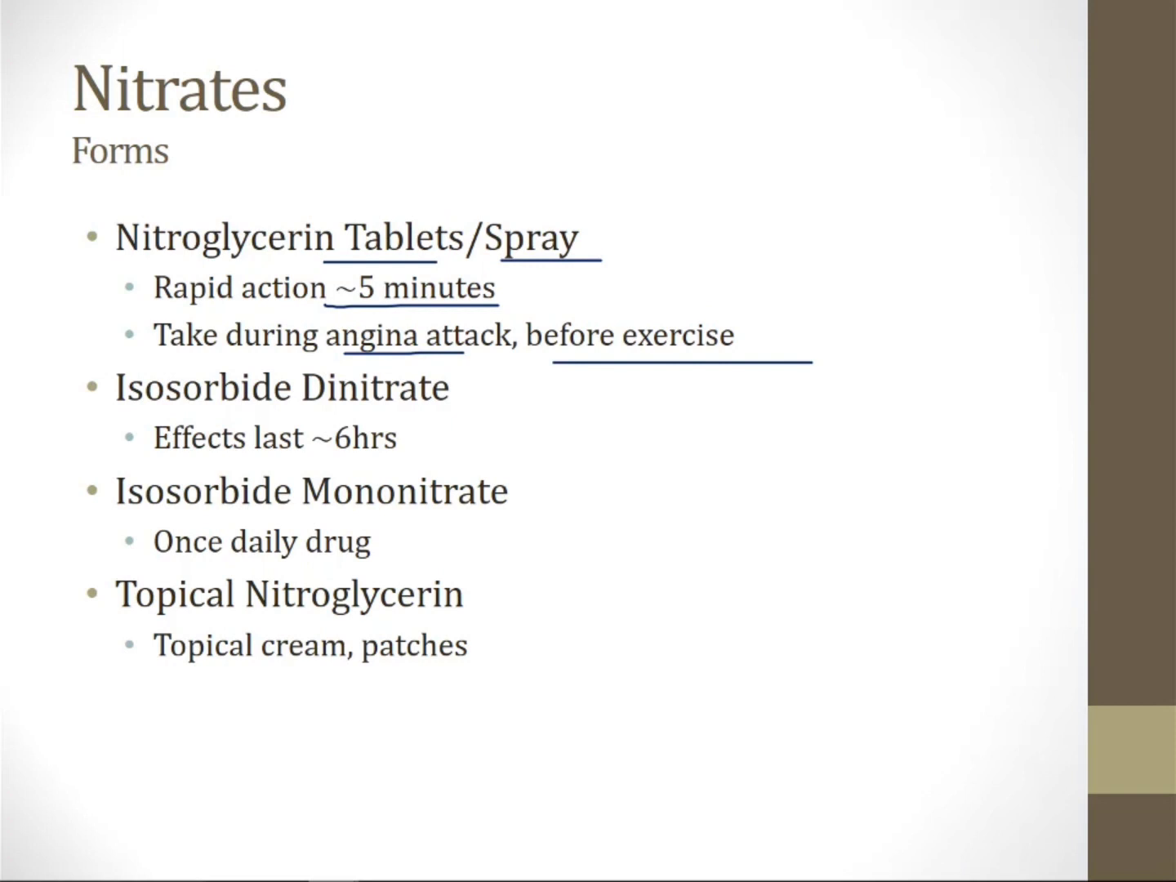There's also a form called isosorbide dinitrate that lasts about 6 hours. It can be taken several times a day orally. The form that most modern cardiologists use is isosorbide mononitrate. It's a once daily long-acting drug that will allow patients to exercise more and have less angina. And then finally, there are forms of topical nitroglycerin like creams and patches that are sometimes given to patients when they're in the hospital.